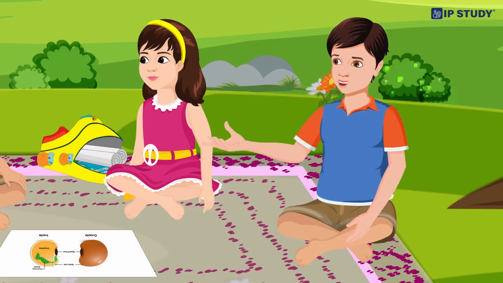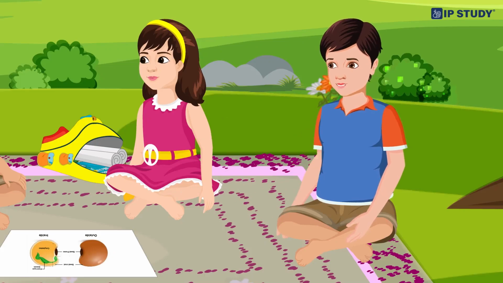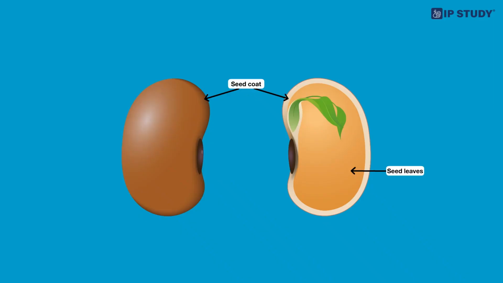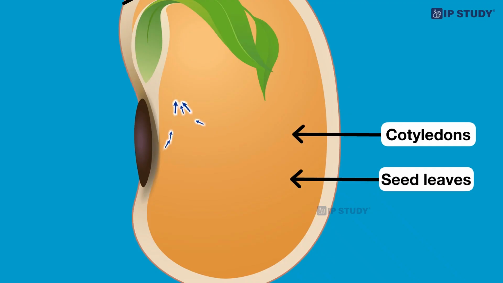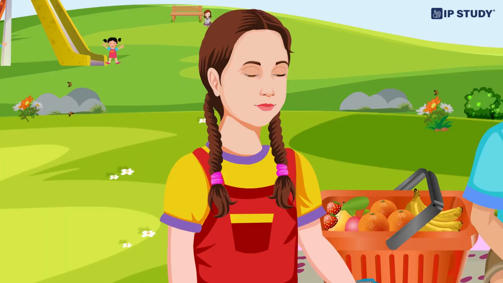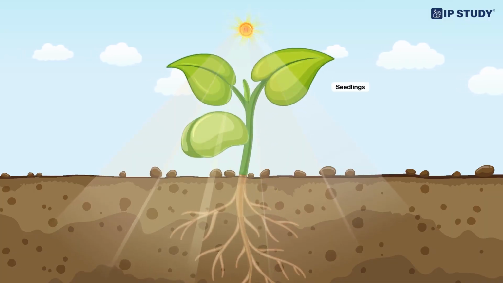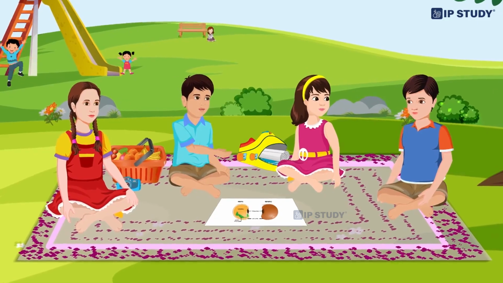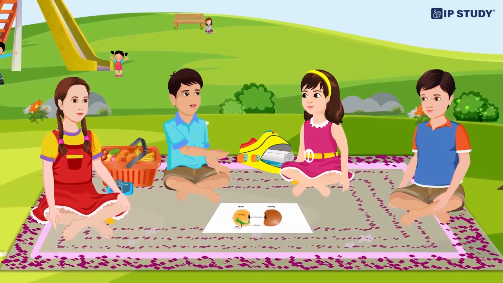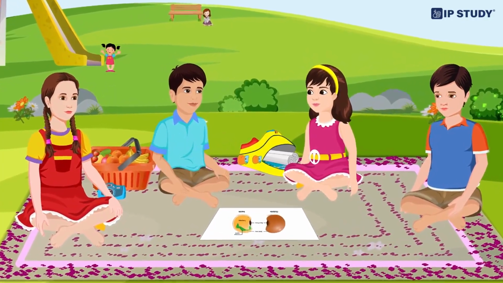This is interesting, Navya. What are seed leaves? Seed leaves are also called cotyledons. The seed leaves store food for the plant. They provide nutrients to the seedling till the new green leaves are formed. What are seedlings? Khushi, seedlings are small plants that grow from the seed. You are right, Avnish. Let us now understand how seedlings grow from the seeds.